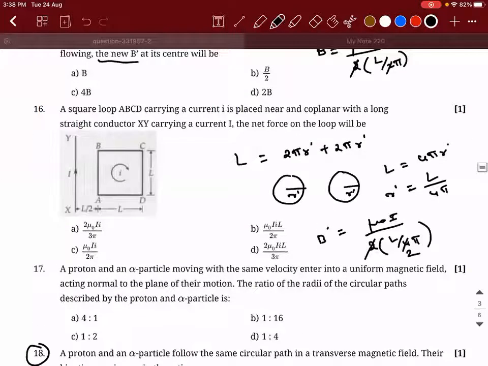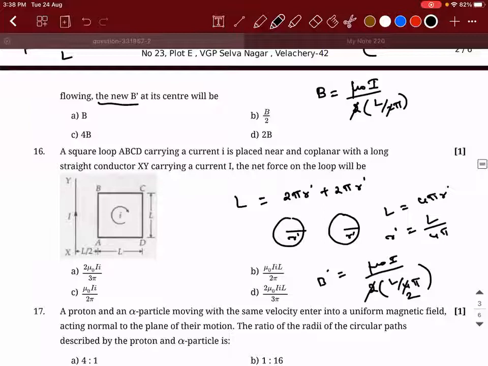No. Radius is changing, no? No, sir. Ratio, sir. Ratio of what? B dash and B. Yes, sir. Look here, there are 2 here, there is no 2 here. It's not there. Check it, no?